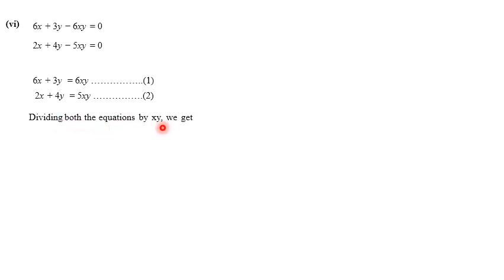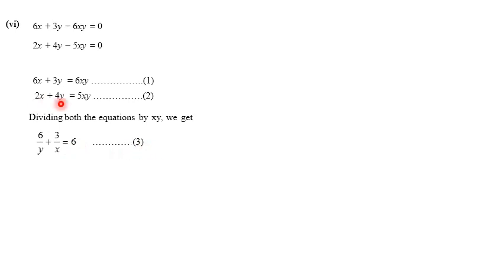Divide both the equations by xy. When you divide, 6x divided by xy means x and x will be cancelled and you will be getting 6 by y, plus 3y by xy means y and y will be cancelled and you will be getting 3 by x, equal to 6xy by xy means xy cancelled and you will be getting only 6. Label it as equation number 3.